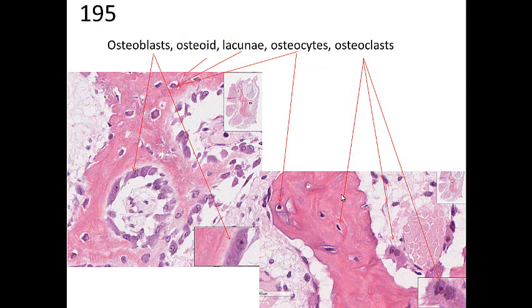On this slide, we can see the osteoblasts on the sides, which are laying down new bone, osteoid, which is new bone, a lacunae, osteocytes trapped in a lacunae, and osteoclasts. Here's the osteoclast. This one and that one are osteoclasts, osteoblast right there.